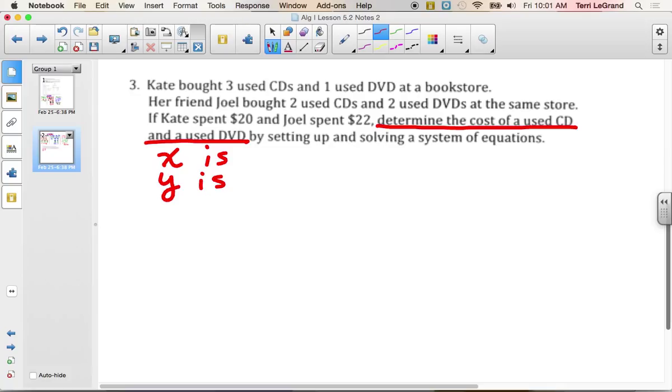So what letter should we write? Look at what they want you to find. I underlined it. X is the cost of a used CD. Okay, X is the cost of a used CD. What would Y be? Total cost altogether?